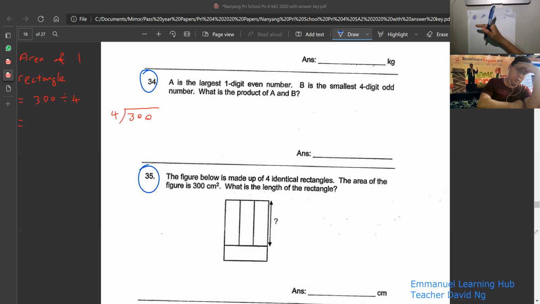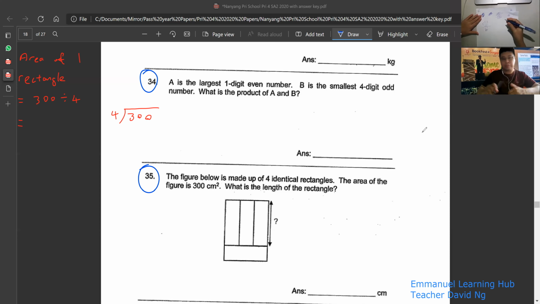20 divided by 4 is 16? 20 divided by 4 is not 16. It is 5. Yes, 5. So the answer you should get is 20. 300 divided by 4, what's the answer? 75. Yeah, 75. So that's the area of one rectangle.